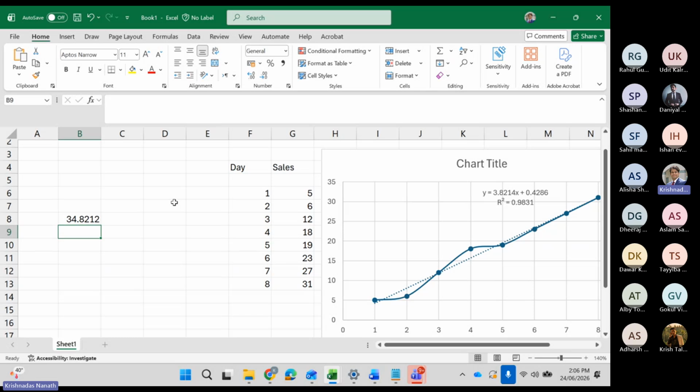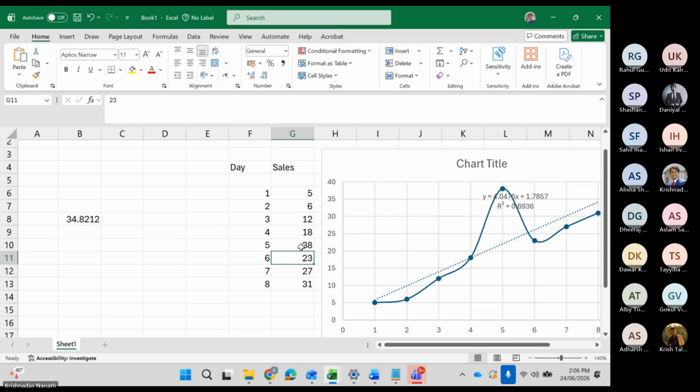In fact, I want you to see R square in action right now. See what happens when I change the data points. Let's say instead of 19, here there was 38. Look at what happened to R square. It went down to 0.69, which means only 70% closeness between trend line and actual data.